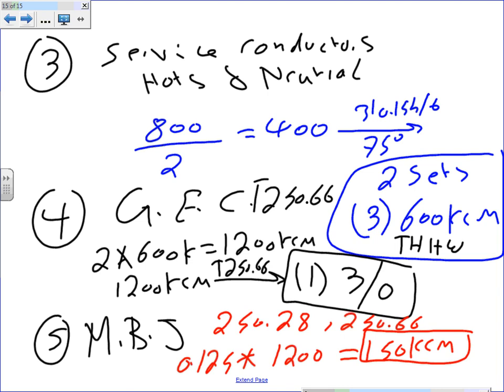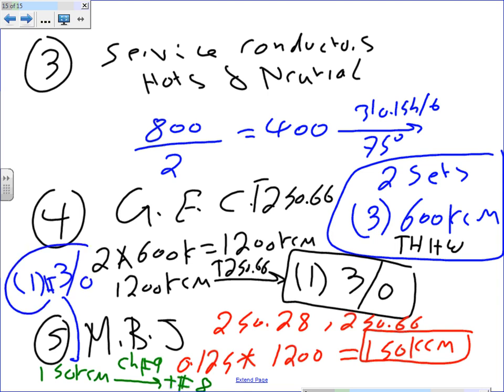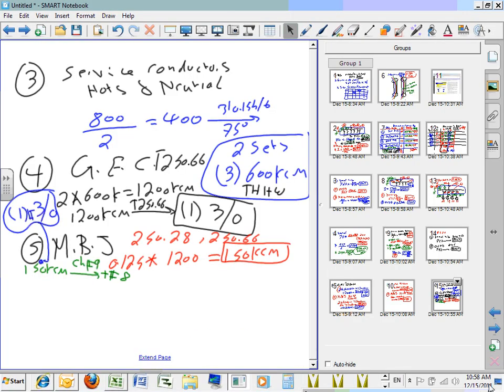We've just done that, guys. If you go look for 150 in table 250.66, good luck. So where are you going to go? You're going to go to chapter 9, Table 8. What was the size when we went there, guys? We did that one a minute ago. Right in here, that will be one conductor, 3 aught. Done. One conductor, 3 aught. Very easy, piece of cake.